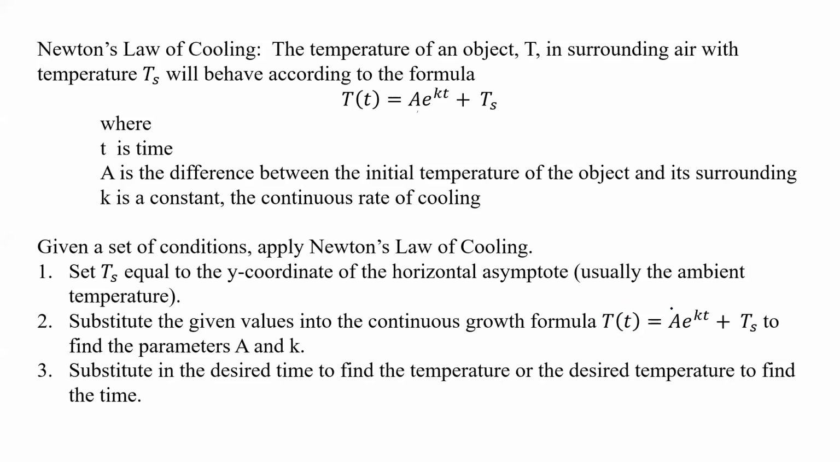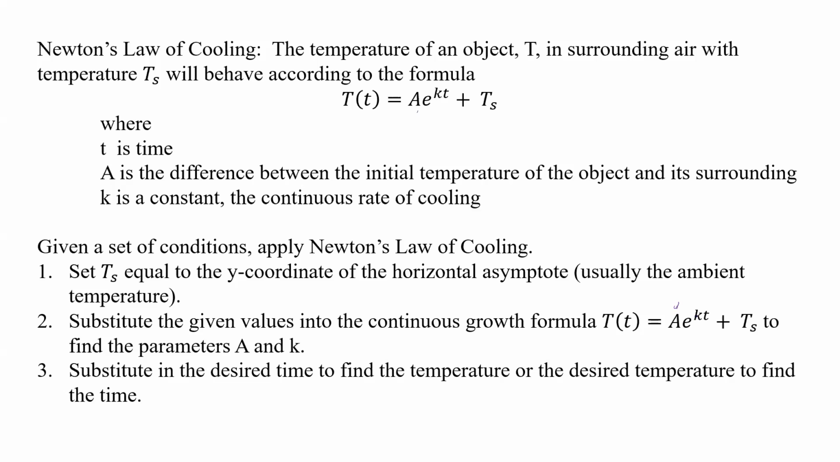And so then after that, you can solve this and figure out your A, because at time 0, t is 0. Well, e to the 0 is 1. And so what we'd have to do is take the initial temperature of the ball minus the temperature of the room, and that's equal to A. So that gives us our first piece.